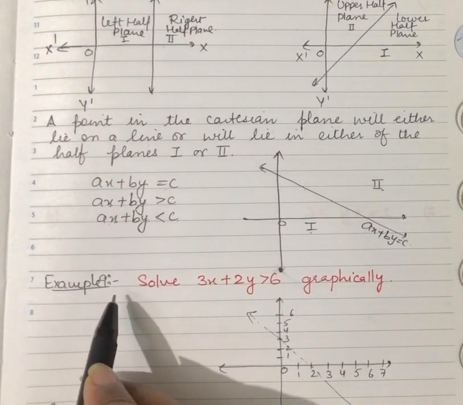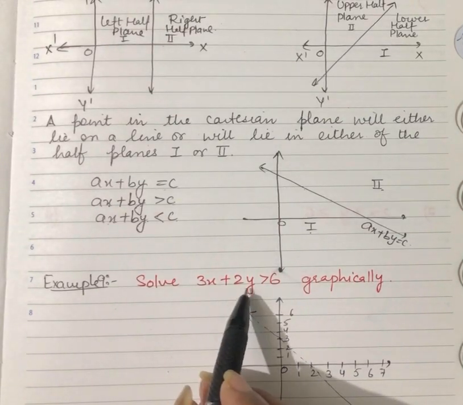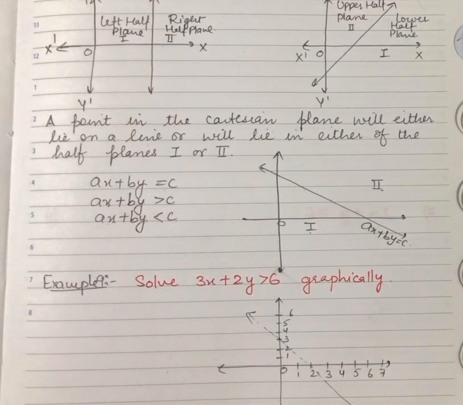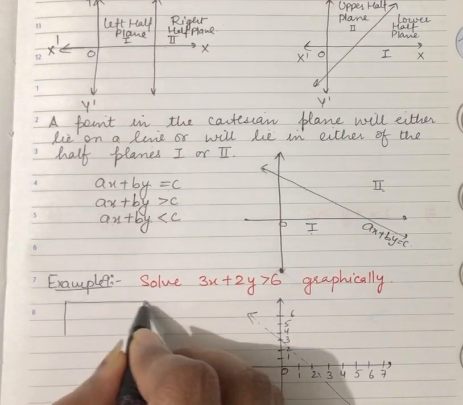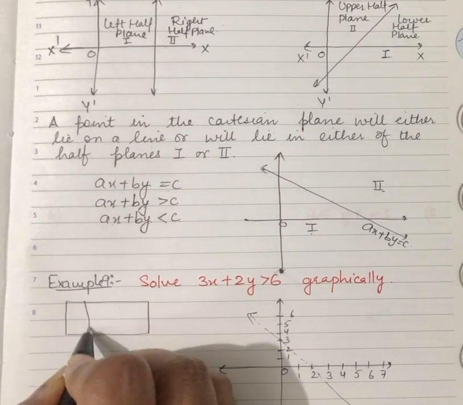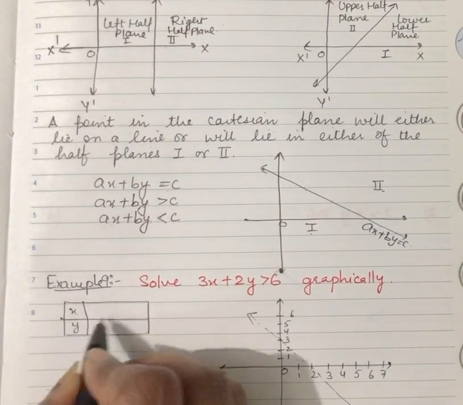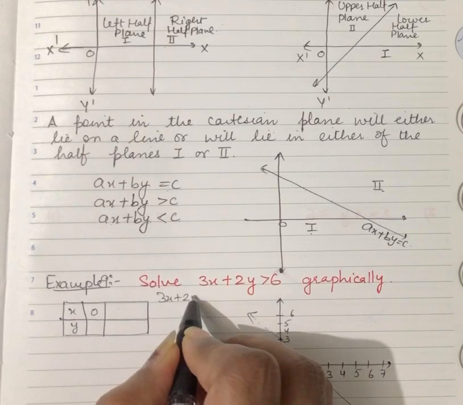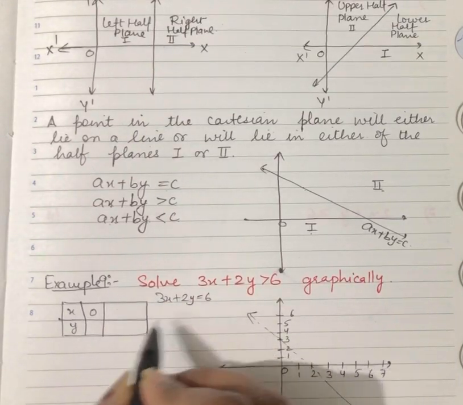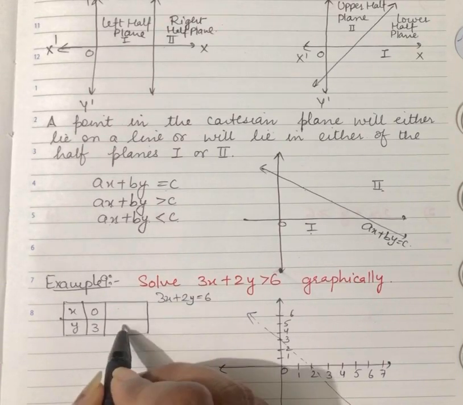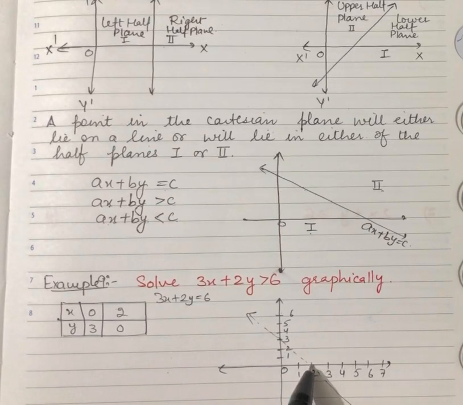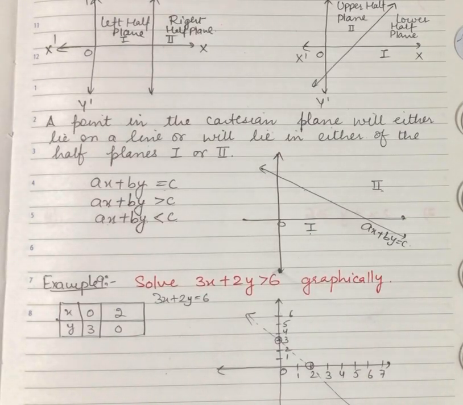This is the example 9 of NCERT. Solve 3x plus 2y greater than 6 graphically. So first of all, we have made its graph. You have already studied how to draw the graph of a line. First of all, we make this kind of a table, x and y. So writing it as an equation, 3x plus 2y equal to 6, and putting x equal to 0, we get the value of y as 3, and then putting y equal to 0, we get the value of x is 2. Now we plot these points. So this is (2, 0) and this is (0, 3), and we join them. This is the graph of the given line.